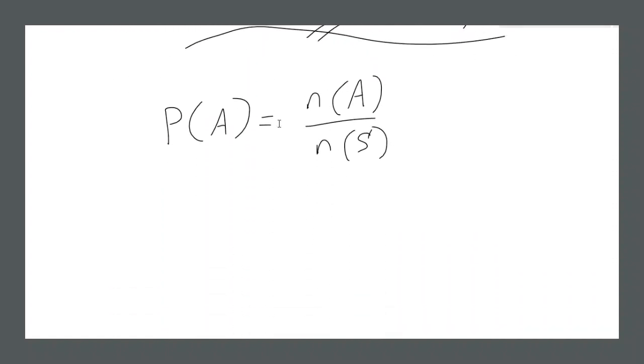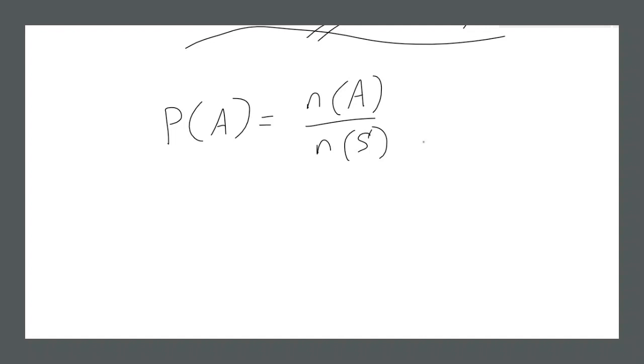So here, P with an A in brackets means the probability of event A. A is just a letter we use to represent whatever event we're interested in. N next to an A in brackets is the number of ways event A can occur. And N with an S in brackets is the total number of possible outcomes. Okay, S is used here to represent the word set.